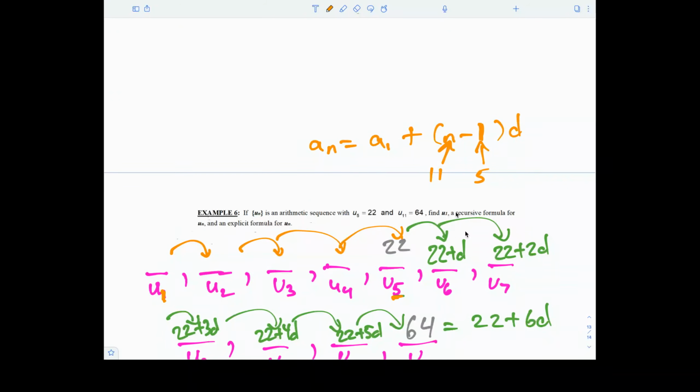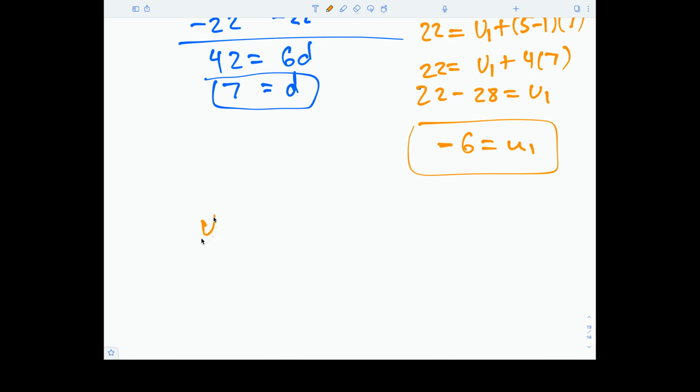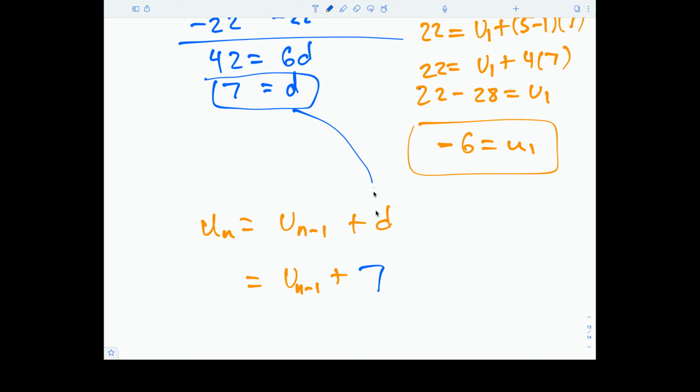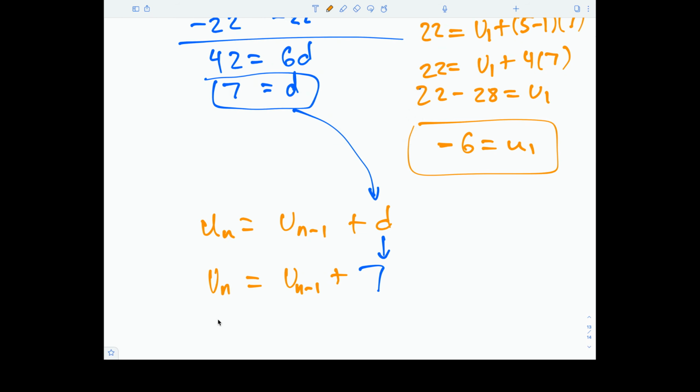And the question is asking, find u sub 1, got it, and a recursive formula. Recursive formulas are easy because it's just u sub n equals u sub n minus 1 plus d, because it's just what you're adding. So this is just going to be u sub n minus 1 plus, I'm sorry, 7, right? Because d is 7. And this format is actually more functional. Some of you might be thinking, well, why not just plug in the first term? Because I might not be starting from the first term.